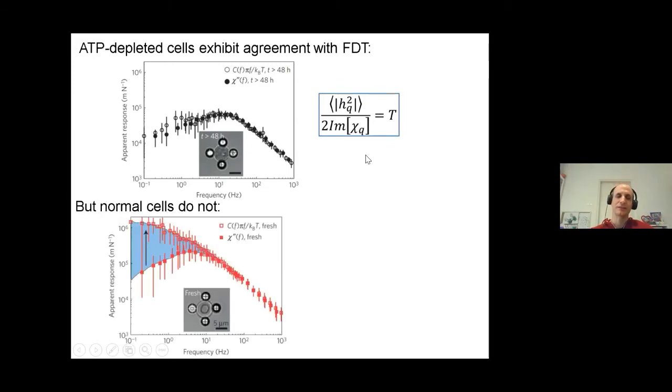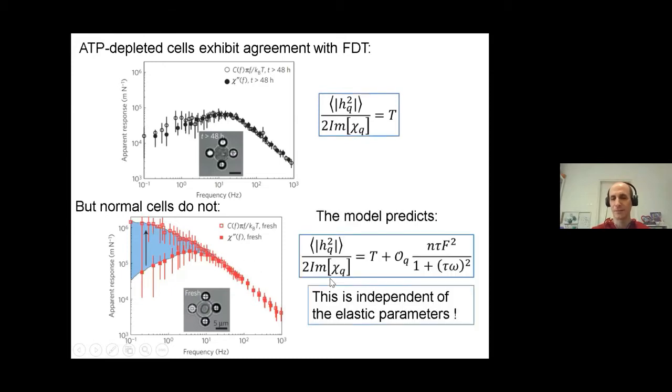But as soon as he went to normal cells or fresh cells, there was a significant deviation between these two calculations, which show that indeed they are not the same. Or in other words, the ratio between them is not simply a constant T, but there is an additional term, and that additional term has at least the qualitative features exactly as the simple model that I described to you before predicts. First of all, at very high frequencies, this is essentially zero. So you go back to perfect agreement between the two expressions, and the fluctuation dissipation relation is obeyed.